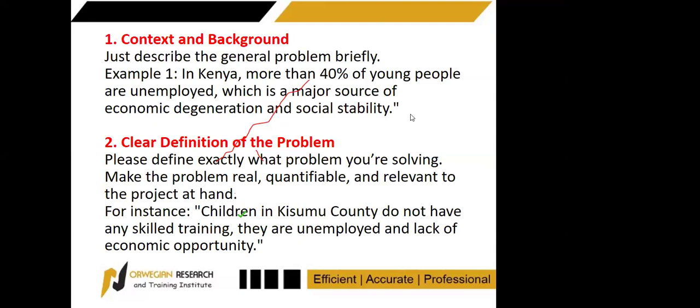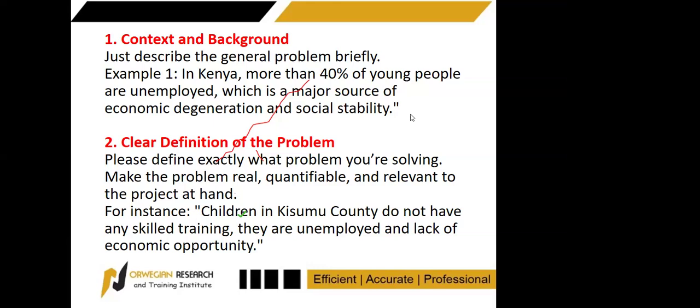The first is context and background. Just describe the general problem briefly. In Kenya, more than 40% of young people are unemployed, which is a major source of economic degeneration and social instability. So just describe the problem just like that, bringing in those statistics.